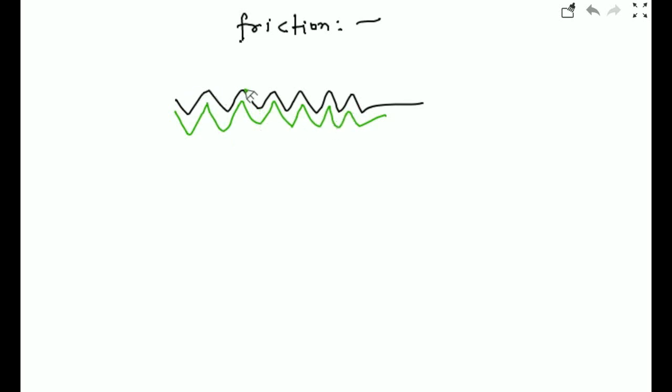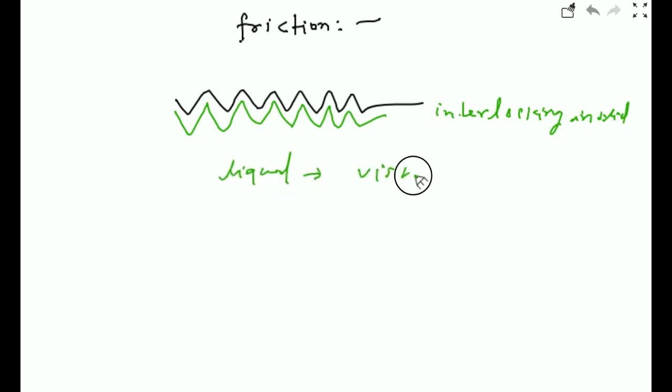Suppose that this is one surface and this is another surface. This is called interlocking in solids. In the case of liquids, it is called viscosity. In solids you can say friction, and for liquids you can say viscosity.